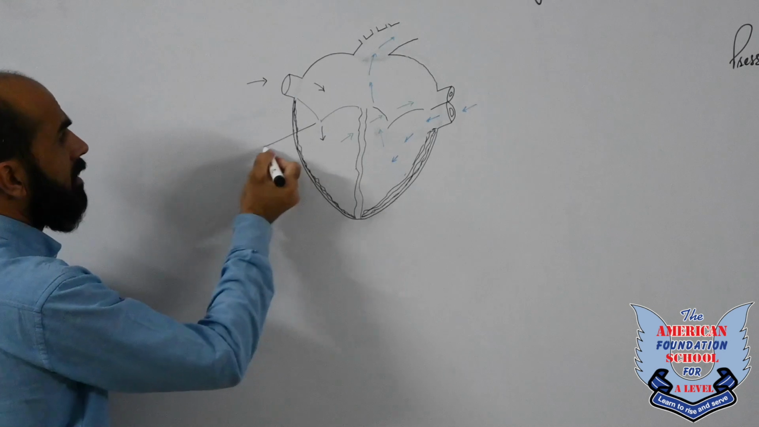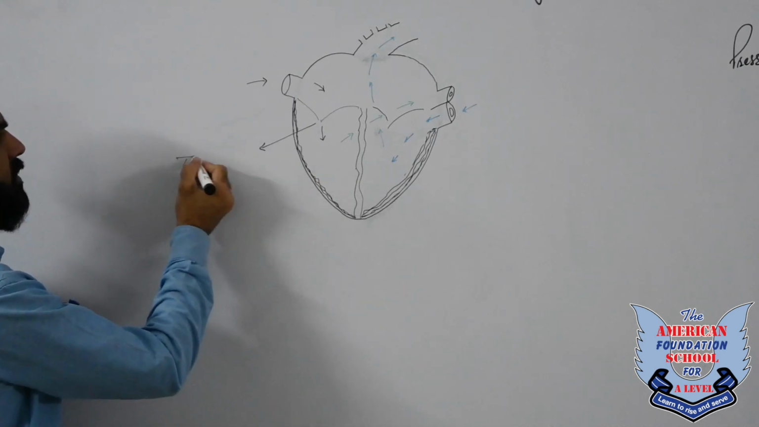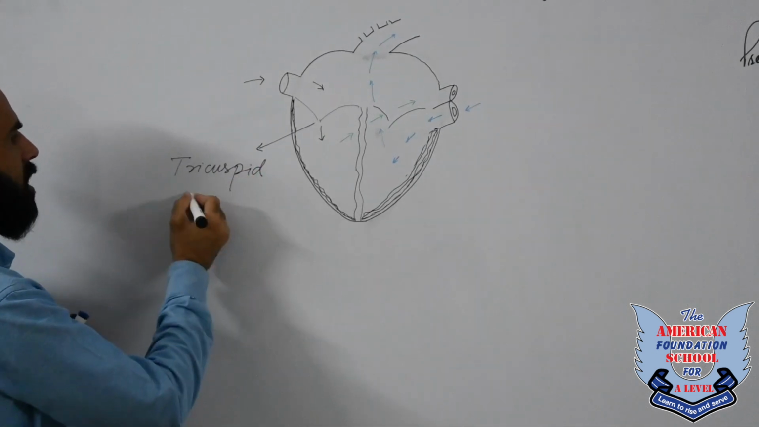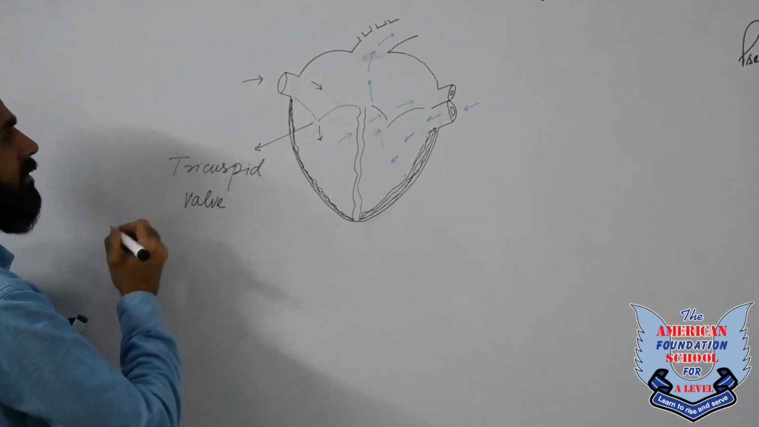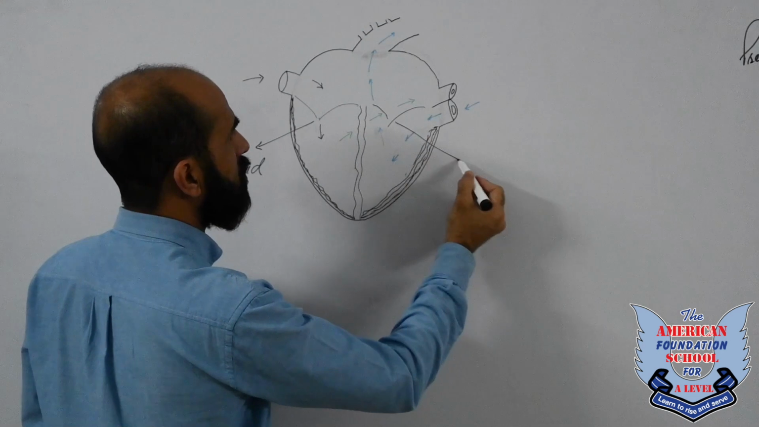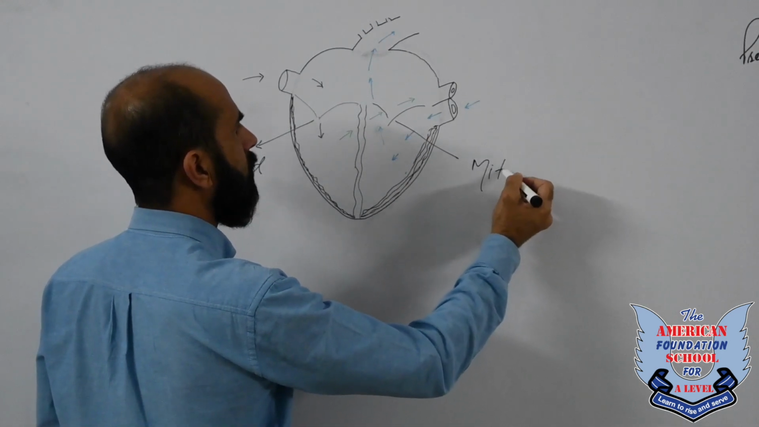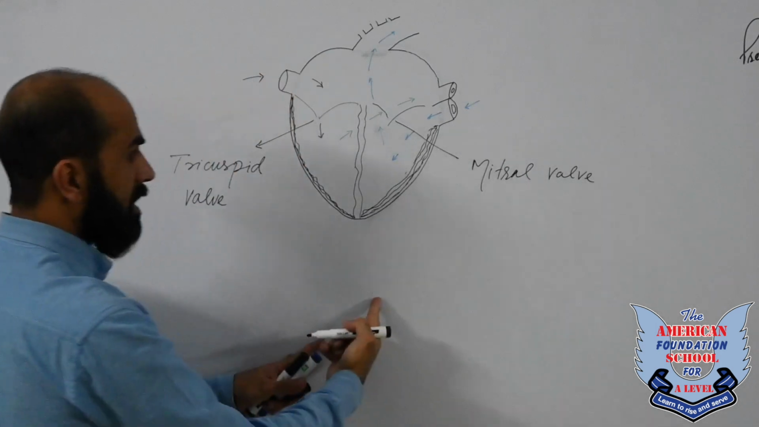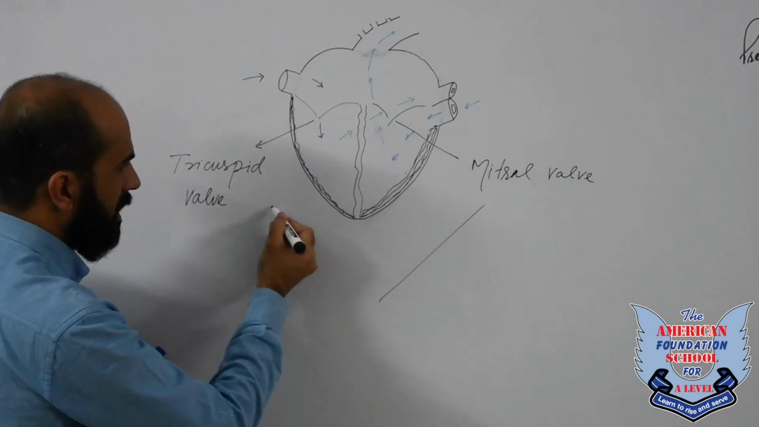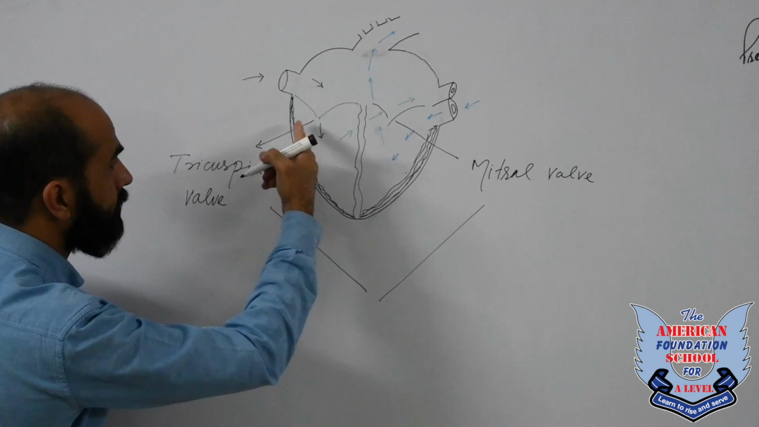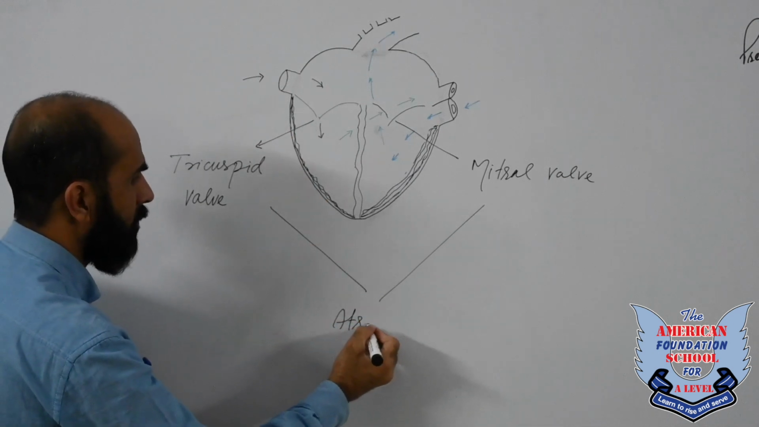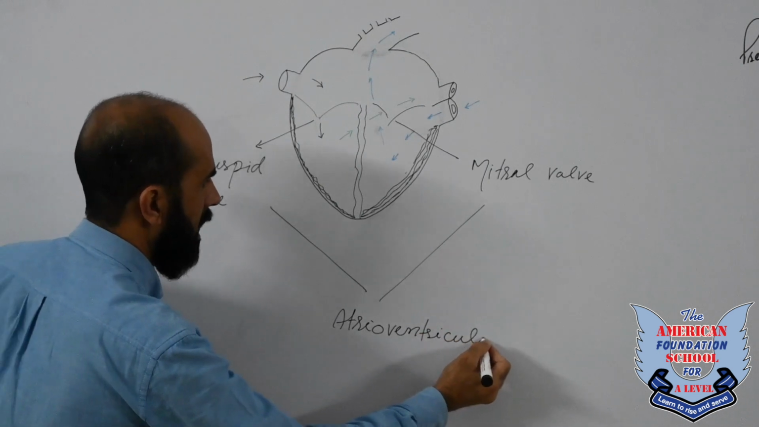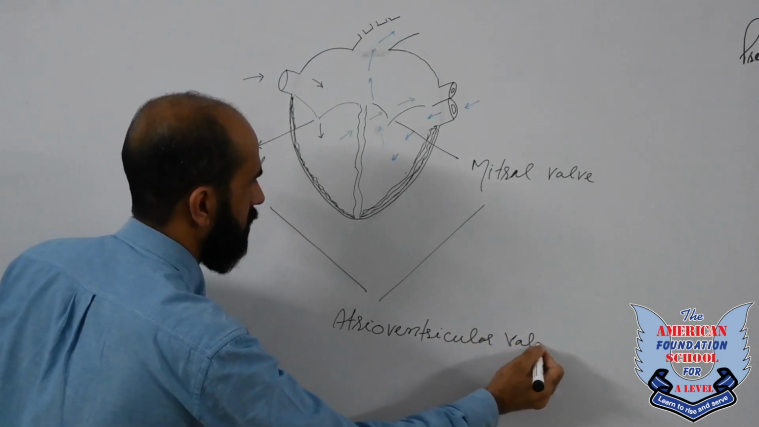Here we have the valve which is called the tricuspid valve, and this one is called the mitral valve, and both of these valves are collectively known as atrioventricular valves.